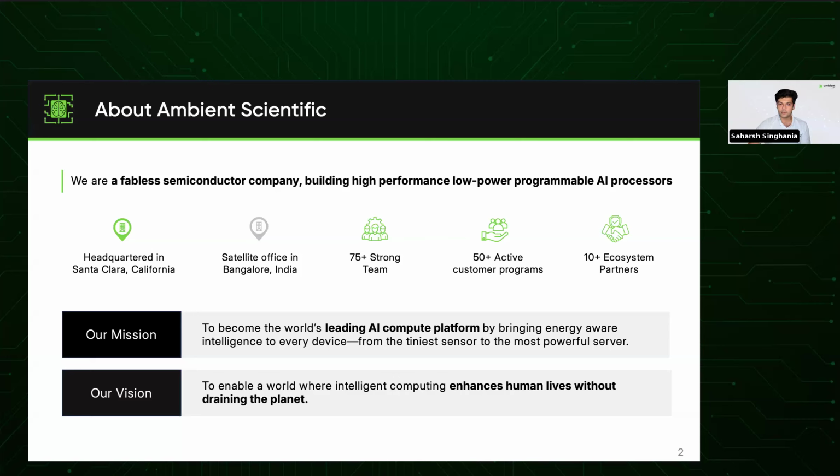We're a fabless semiconductor company. We're building high performance, extremely low power programmable AI processors. As a company, we're headquartered in Silicon Valley, California, but we have an office in Bangalore, India as well. Our mission as a company is to create the world's next leading AI compute platform by bringing energy aware intelligence into every device. We believe that AI should exist from the smallest of devices, like your hearing aids, all the way to large cloud server racks and so on.